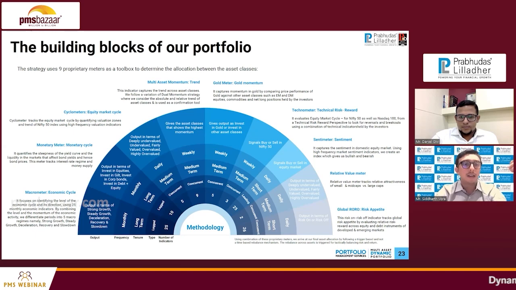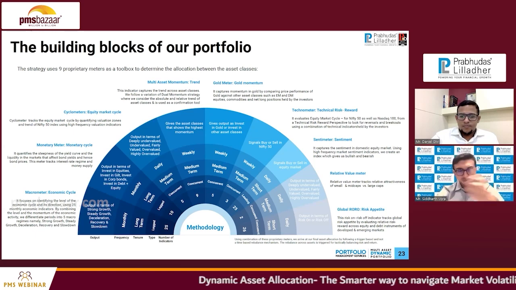For example, right now, we are overweight on short duration and completely out of long duration bonds. So we are more tilted towards liquid and corporate bonds rather than gilt funds. So that is the implication in terms of asset allocation.